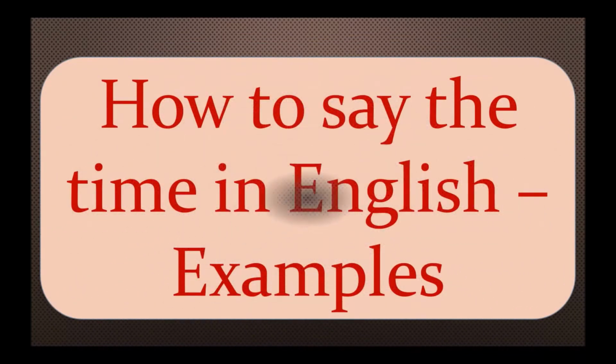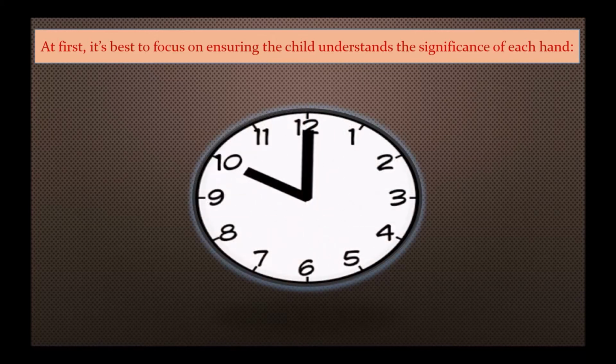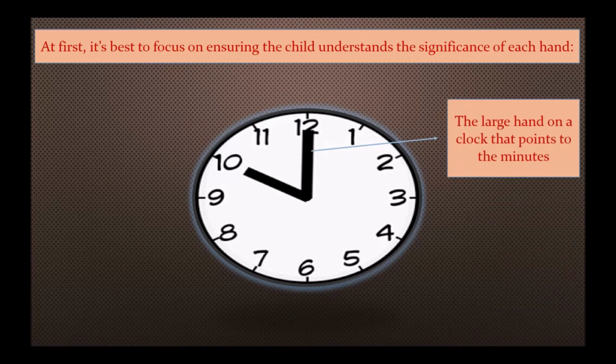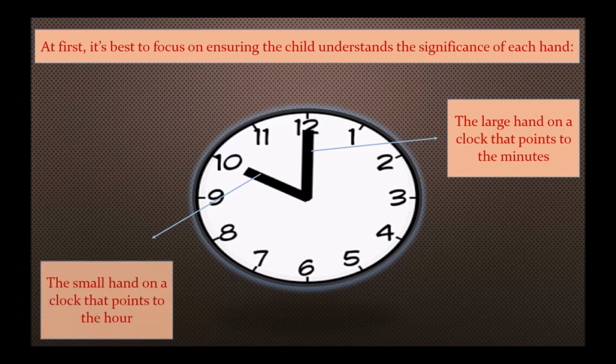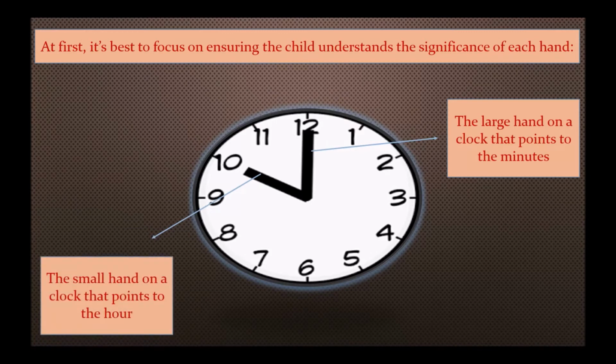How to say the time in English? Let's see some examples of this. The clock. At first, it's best to focus on ensuring the child understands the significance of each hand. So there are two hands in the clock. This one is the large hand on a clock that points to the minutes, and this one is the small hand on a clock that points to the hour.